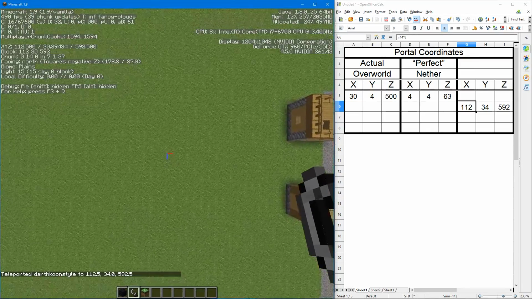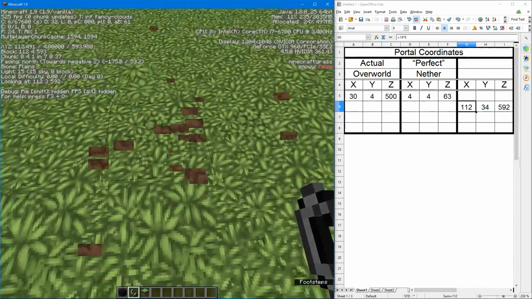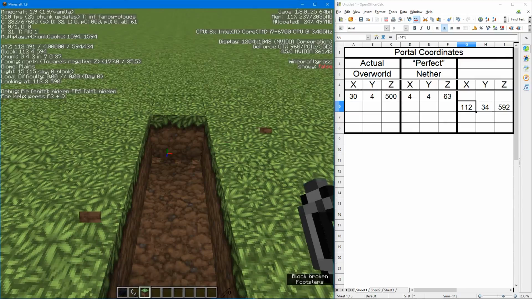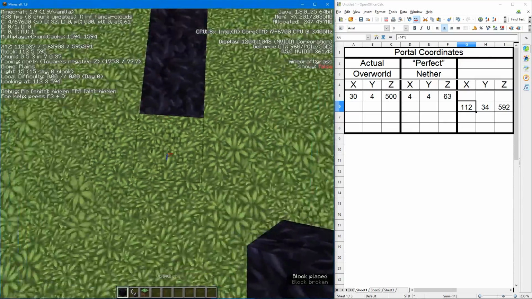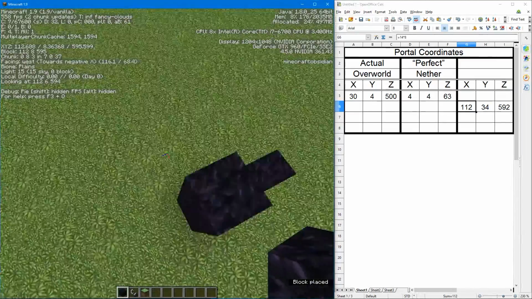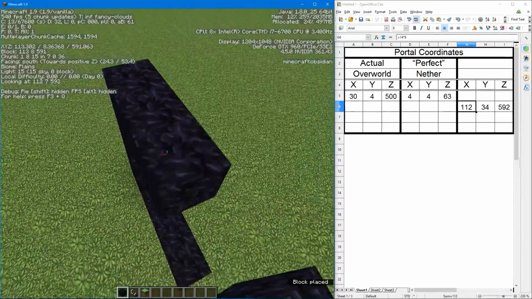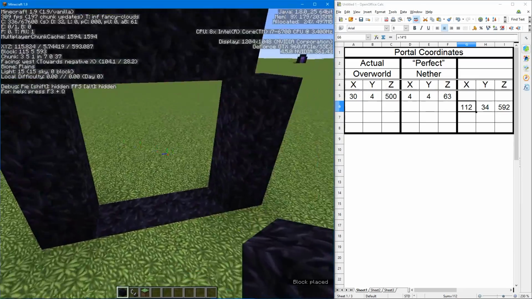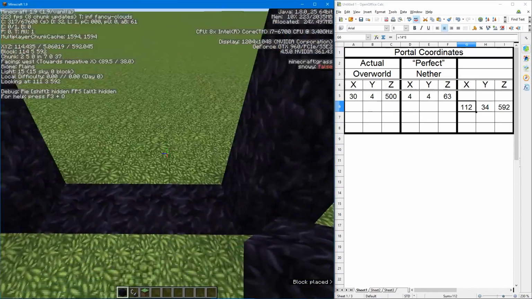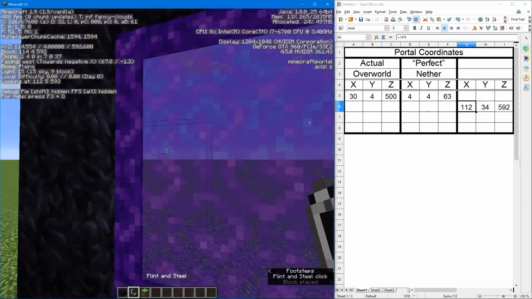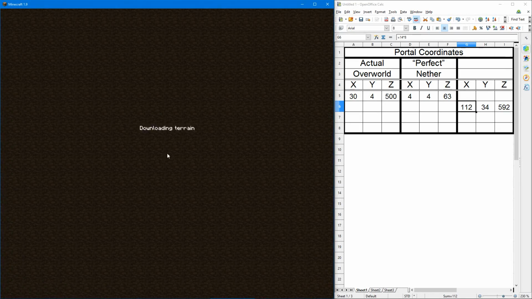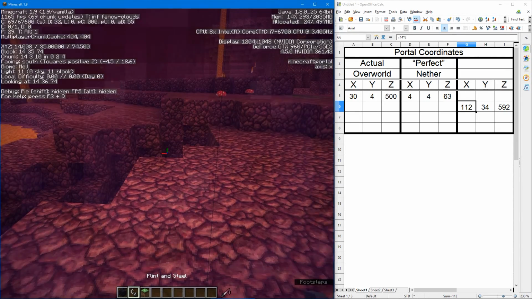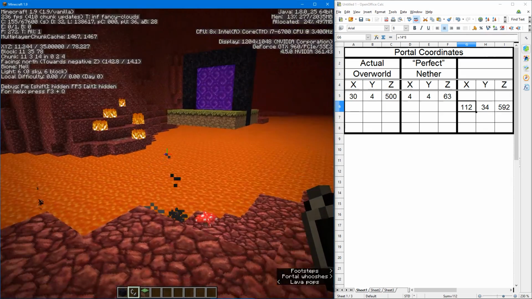For simplicity's sake, we'll go to right here and create this portal. 3, 3, and 1, 2, 3. I tend to make 3-wide portals just because there's a center, just the builder in me. But now we're going to go through and it's going to link us up to the other portal, like so.